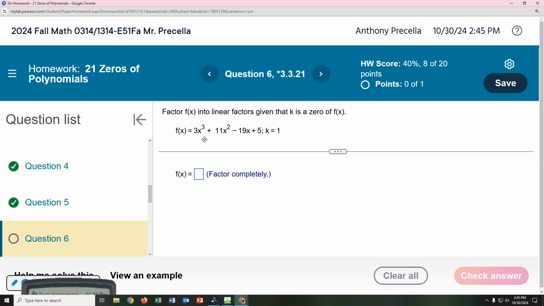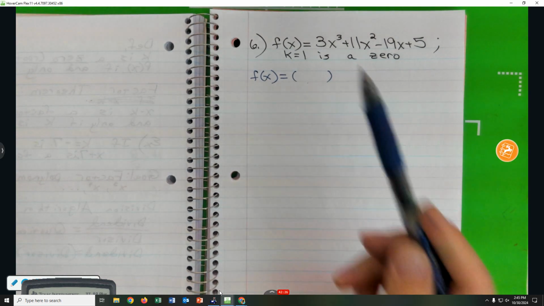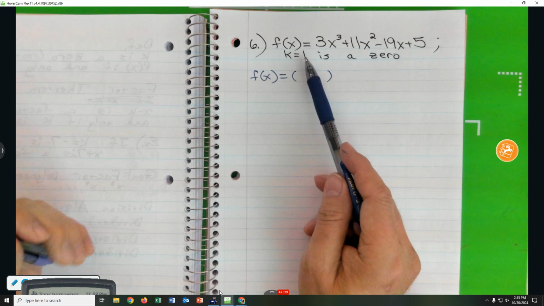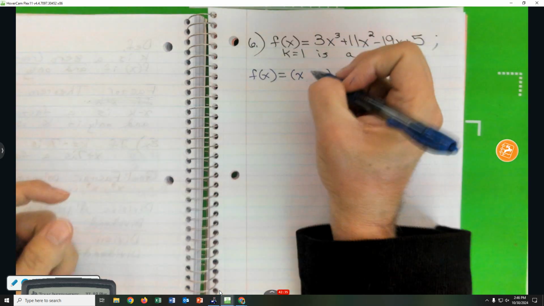Tell me one of the factors. I know one of the factors. k equals 1 is a 0. According to the factor theorem, if k is a 0, x minus k has to be a factor. So what's the factor associated with that k equals 1? It's going to be in terms of x. What's the factor associated with k equals 1? I'll get us started. The factor is x minus 1.